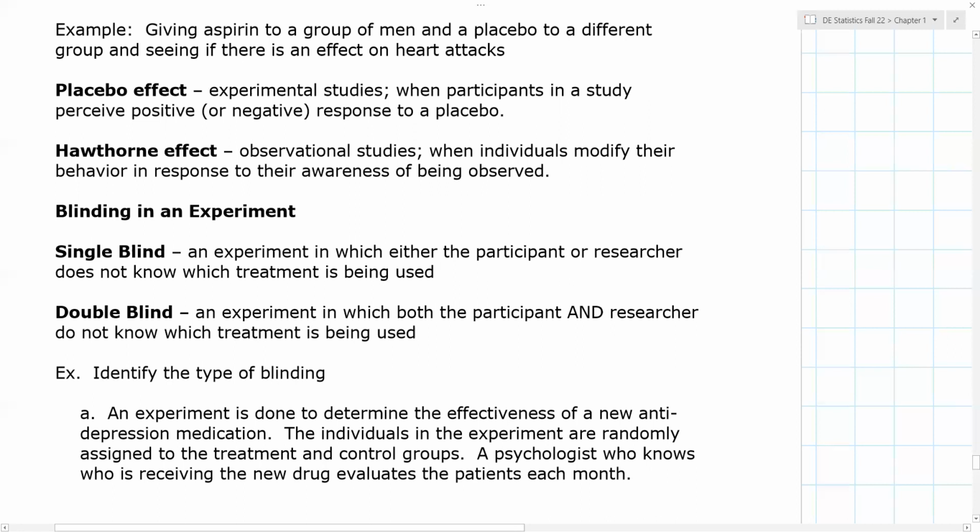And that's the idea of a placebo effect. And it can be very hard to know what is and what isn't actually working, especially with those kind of subjective things like pain. The Hawthorne effect is similar to the placebo effect, but takes place in observational studies.